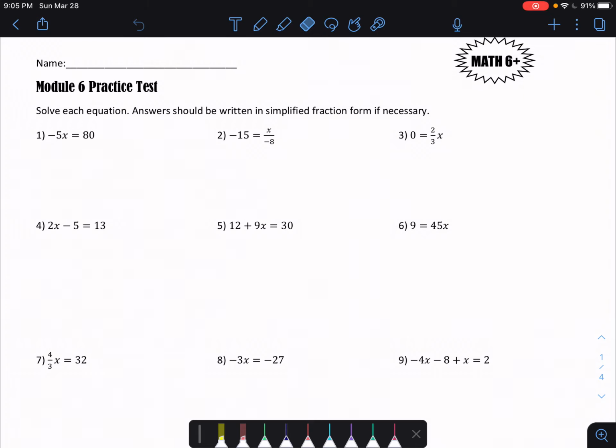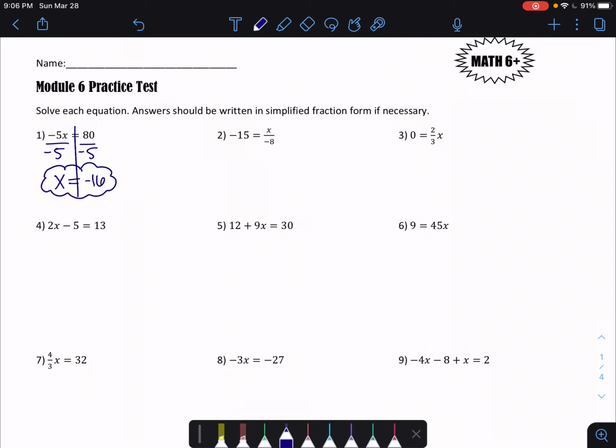Hey everyone, in this video I'm going to be going over the equations portion of the practice test. So number 1 says negative 5x equals 80, so I am going to divide by negative 5, and x equals negative 16.